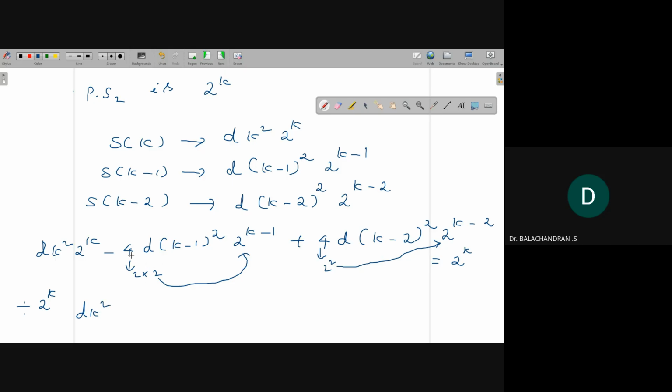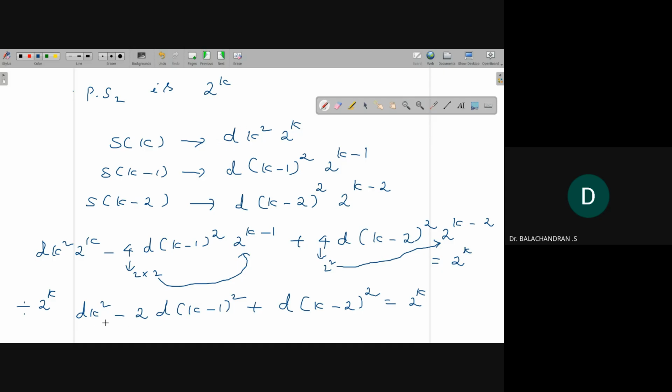I took 2 here. Still I have 1, 2. So minus 2 into d into k minus 1 whole square. So this 2 square goes here. So throughout divide by 2 power k. This cancels, plus d into k minus 2 whole square is equal to 2 power k. So what is our aim? To find the value of d.